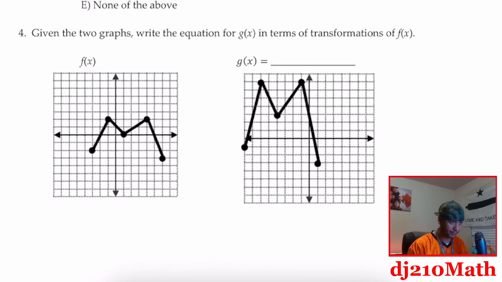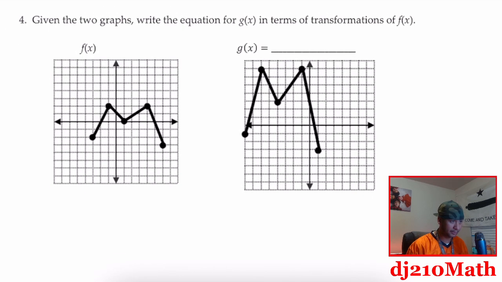All right, given the 2 graphs, write the equation for g of x in terms of the transformation of f of x. Okay, so f of x is going to be transformed, right? F of x is like the parent function. G of x moves it. So let's look at kind of like the center spot here. So it's going to go what direction? Right, it was, let's see, it was here.